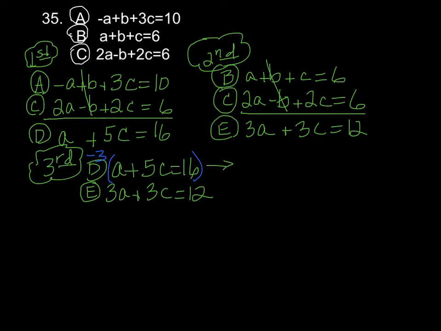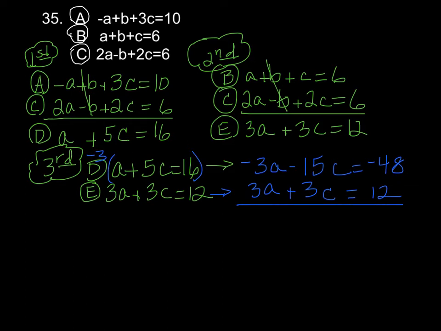So that's going to give me -3A minus 15C equals -48. And then I'm going to just leave my E equation alone because my A's will cancel out if I do that. So let me bring my E equation along, and that equals 12.